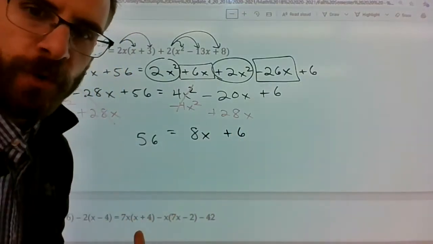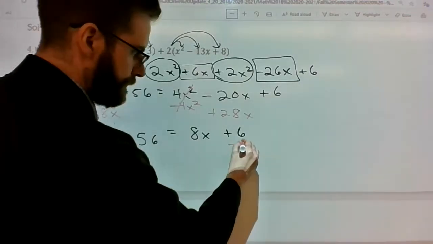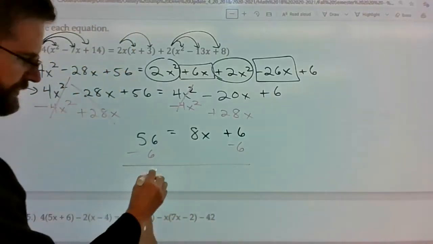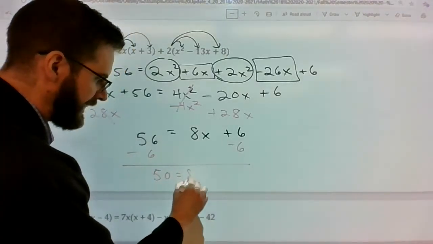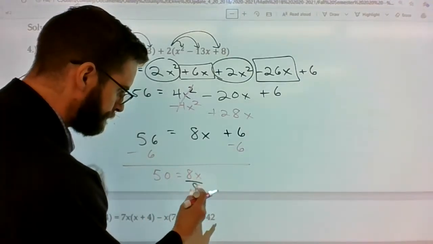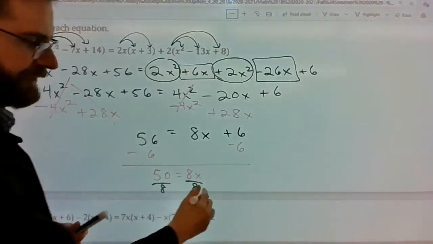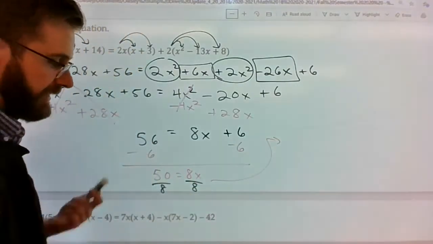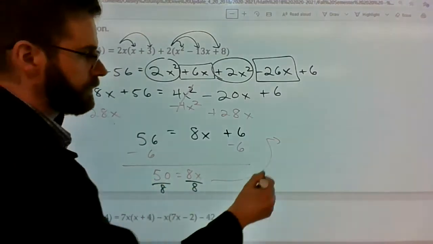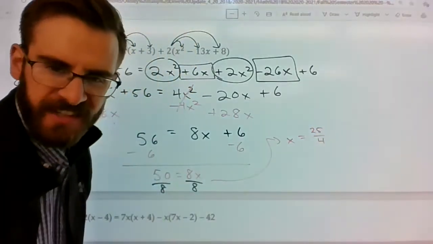All right, and then it turns into a relatively simple equation to solve. How do I get x by itself? Take away the 6, you get 50 is equal to 8x. Divide both sides by 8. And if you simplify this, it ends up being, you can cut them both in half, 25 over 4, which is the same as 6 1/4.